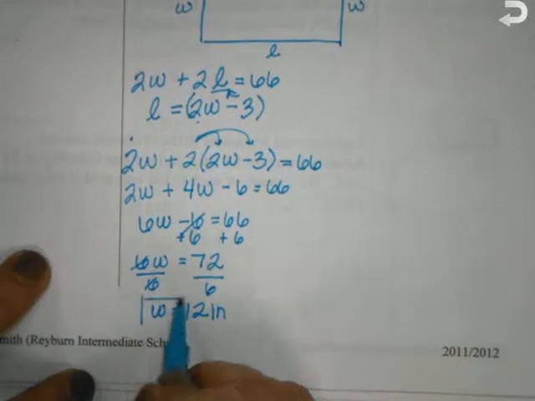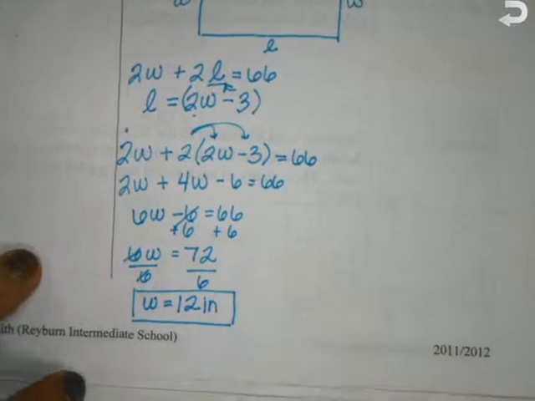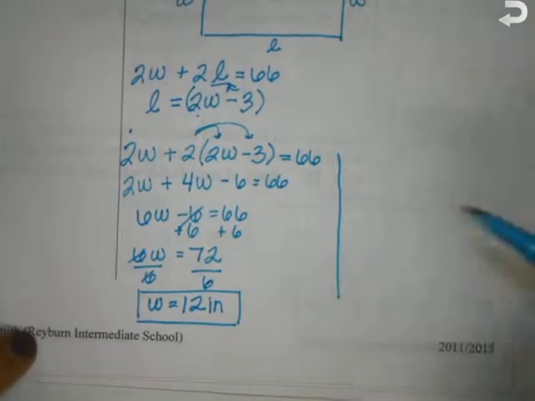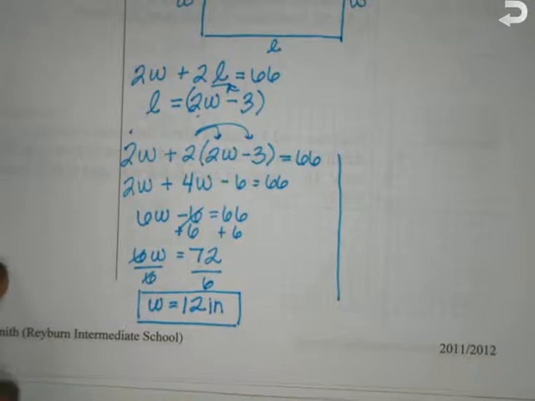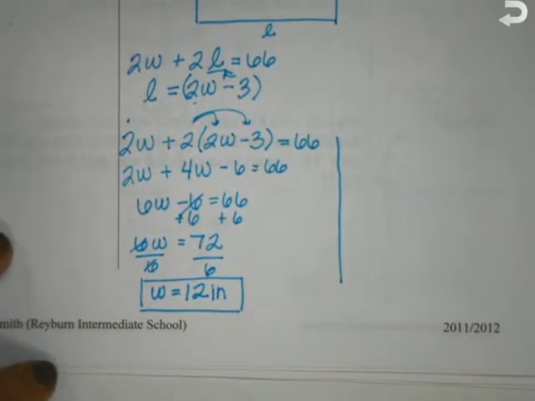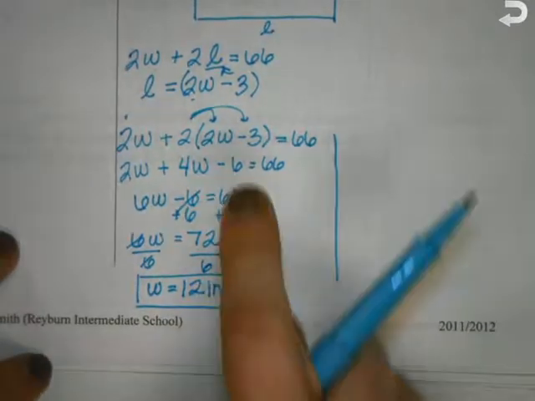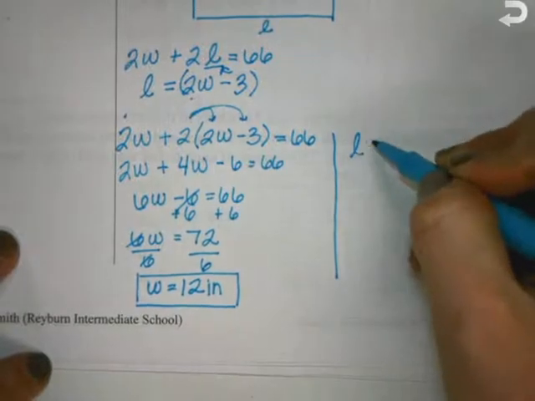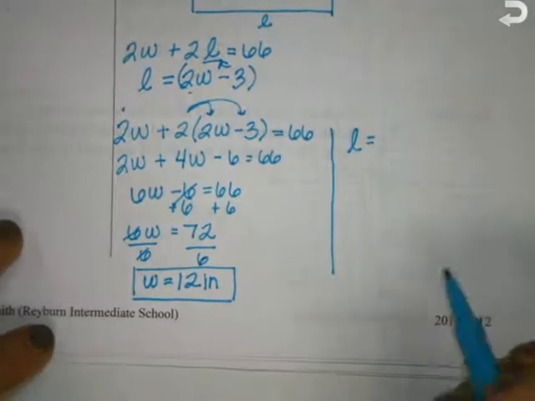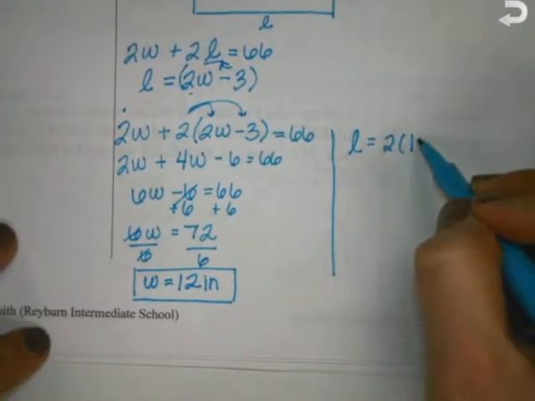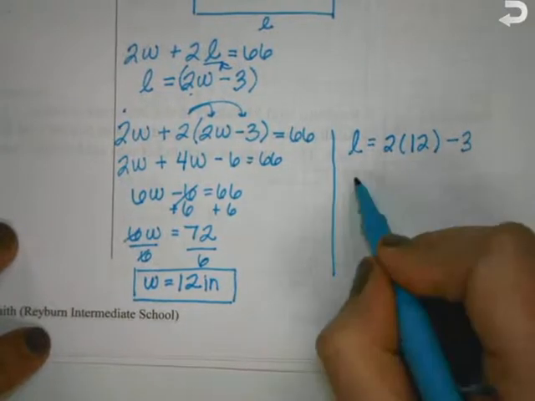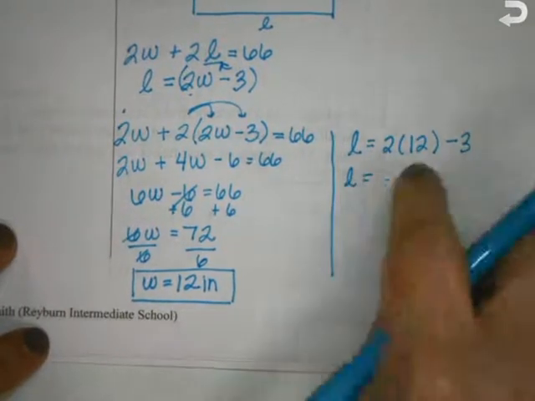Our instructions were to find the length and the width. So how do I find the length? Plug it in. Let's plug it into the second one, because we already have L by itself. So that is 2 times 12 minus 3. 2 times 12 is 24 minus 3. L equals 21 inches.